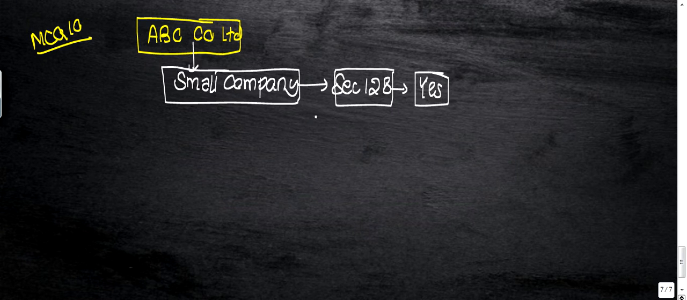So next question will be: ABC Company Limited is a small company as per the definition under the Companies Act. Whether they have to follow section 128 with regard to books of accounts? Yes. Whether they have to follow section 129 with regard to financial statement?